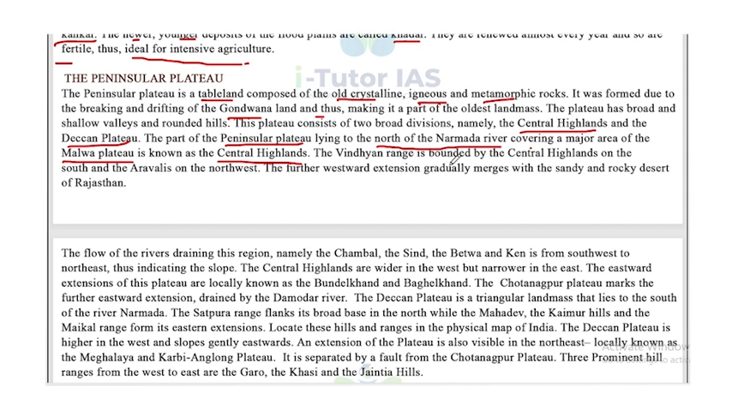The Vindhyan range is bounded by the Central Highlands on the south and the Aravallis on the northwest. The further westward extension gradually merges with the sandy and rocky desert of Rajasthan. Okay, so the Vindhyan range is bounded by the Central Highlands on the south, and the Aravallis lie to the northwest. Then the further westward extension gradually meets the deserts of Rajasthan.